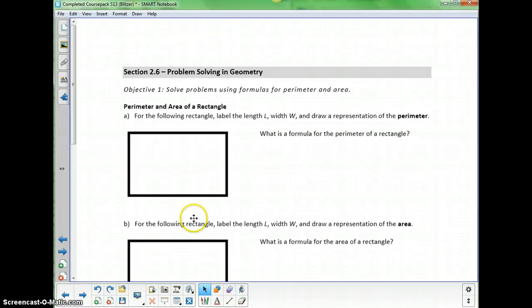Section 2.6, Problem Solving in Geometry. The first objective is going to deal with formulas for perimeter and area. And on this first shape, a rectangle, we're going to start by labeling the length and the width.